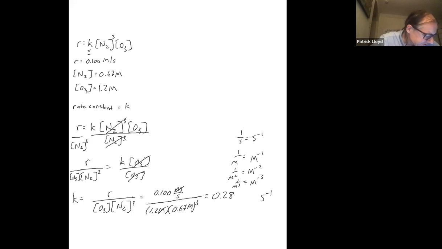So since these molarities cancel, we just have 1 over molar cubed. We just write it as M to the minus 3. It's really just to make it look a little prettier and more official than 1 over molar cubed second times seconds. It means the same thing, but that's usually how it's done. Okay. So that's the rate constant. So now you know the rate constant and you can use that in other types of calculations. Cool.